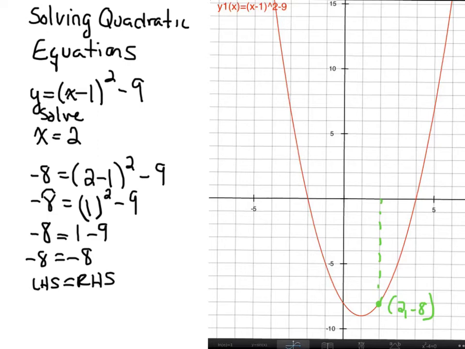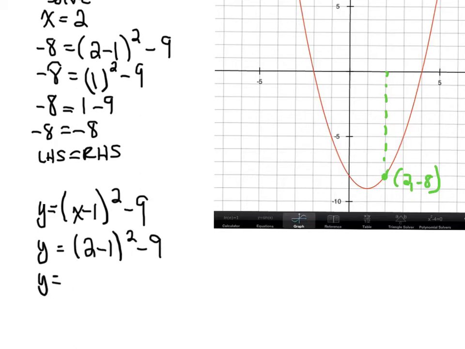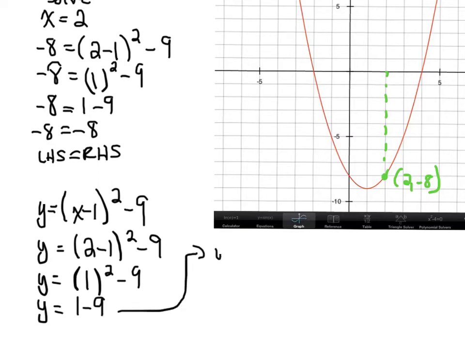Now, what if I didn't have the graph? What if I only had the equation? Well, what I can do, again, is substitute in directly and solve for y. So I'm going to show that process right now. I've just moved everything up slightly, and what I'm going to do now is solve when x is equal to 2, algebraically. The original equation is y equals (x minus 1) all squared minus 9, and I'm going to substitute in x equals 2. So y equals (2 minus 1) all squared minus 9, y equals 1 all squared minus 9, so y equals 1 minus 9, and y is equal to negative 8.